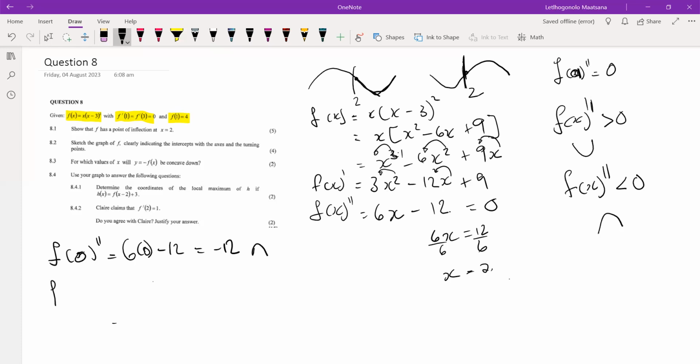Okay, and for the other side, they use 3, anything greater than 2. And we get a value of 6. So we have a concave up on that side.